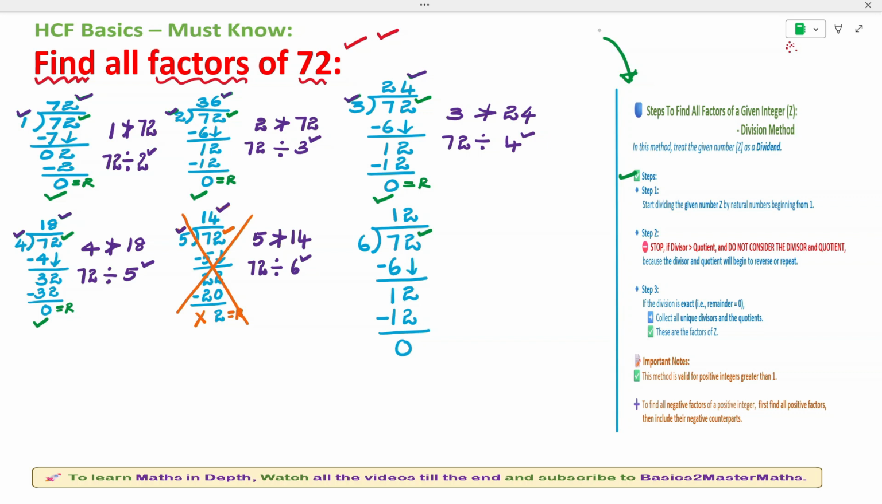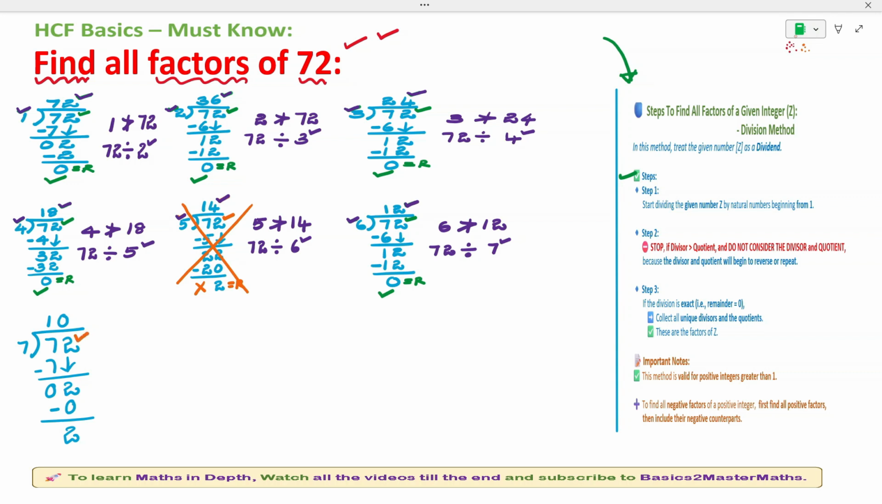When we divide 72 by 6, we get 12 as the quotient and 0 as the remainder. So, this division is exact. In this case, the divisor 6 is not greater than the quotient 12. Therefore, divide 72 by the next natural number 7.